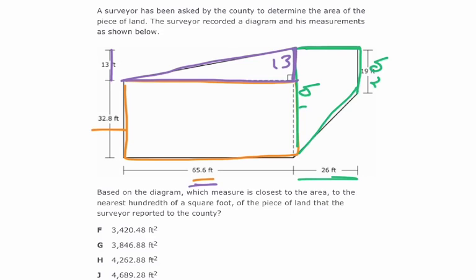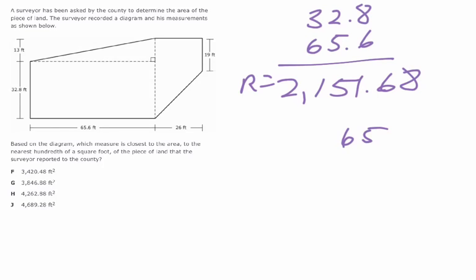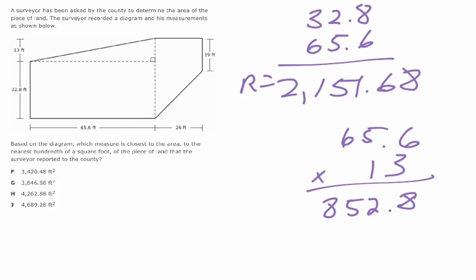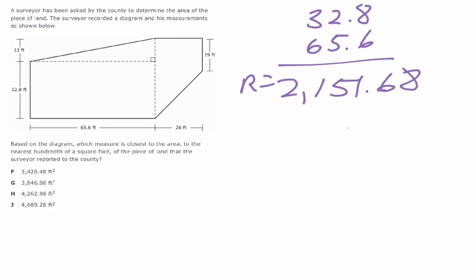Next up, let's do the triangle. The triangle, the height is 13, and the base is 65.6. So we're going to do 65.6 multiplied by 13 first off. When you do that, you'll get 852.8, but then you got to remember to divide by 2. So halving it gives you 426.4. So I'm going to wipe this out, and I'm going to put 426.40. So that's the triangle portion of it.